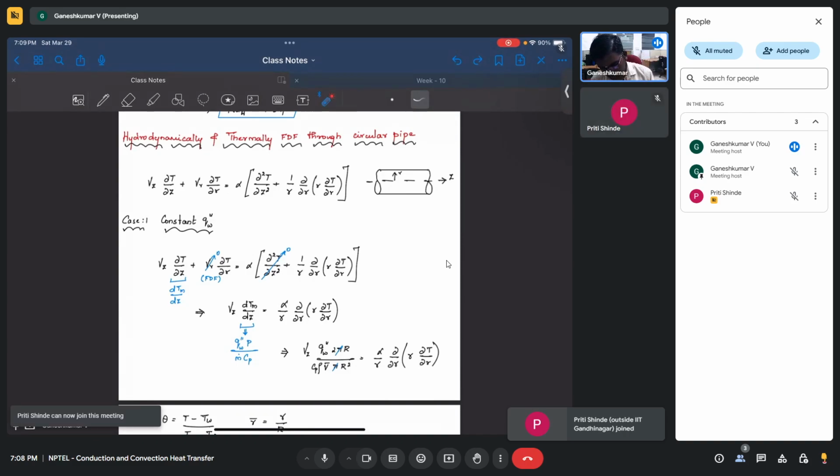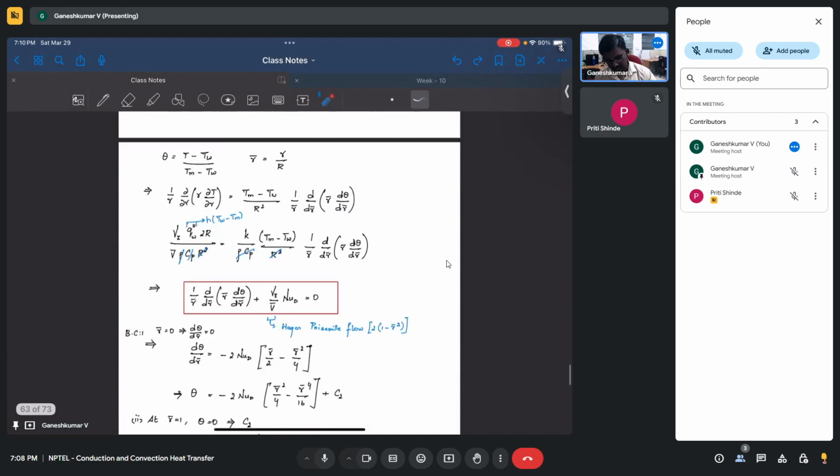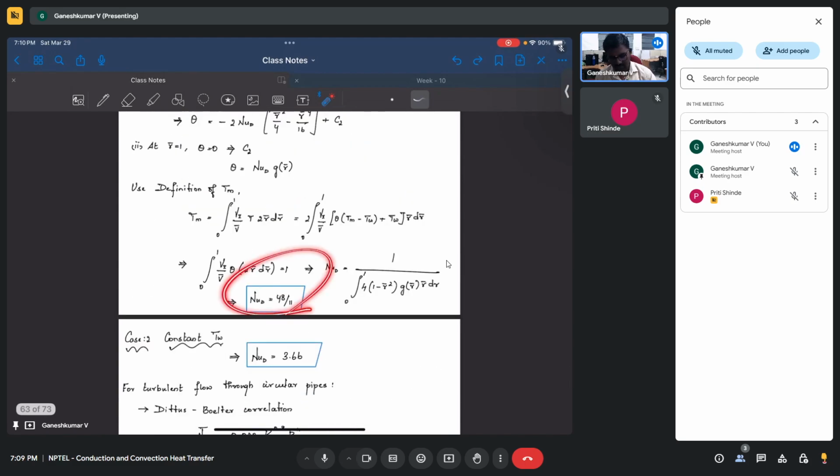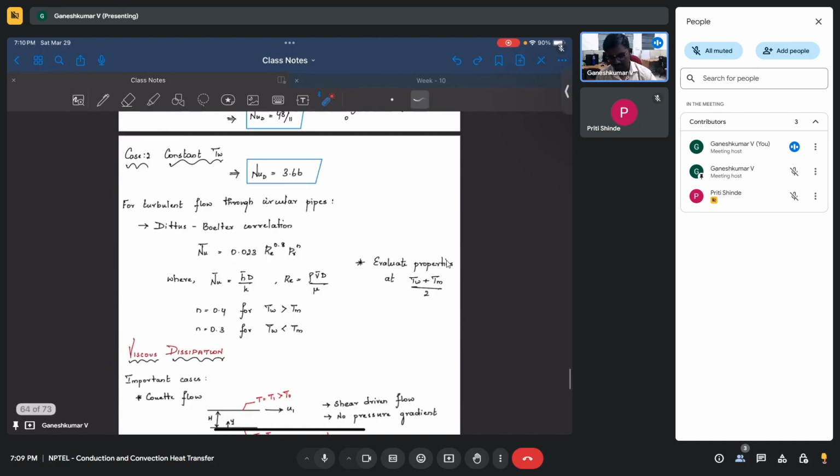Here, the momentum equation and energy equation are not coupled with each other, and that's why you can directly solve the energy equation, and you will end up having the Nusselt number correlation for the constant heat flux. If you do an iterative process, you will also end up having the constant wall temperature Nusselt number relation.